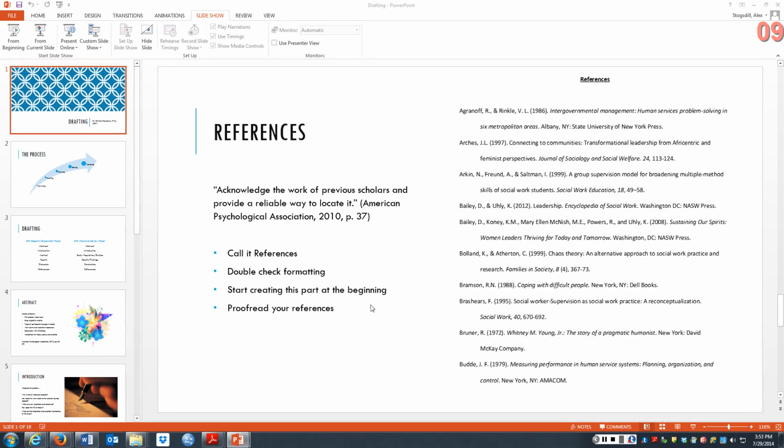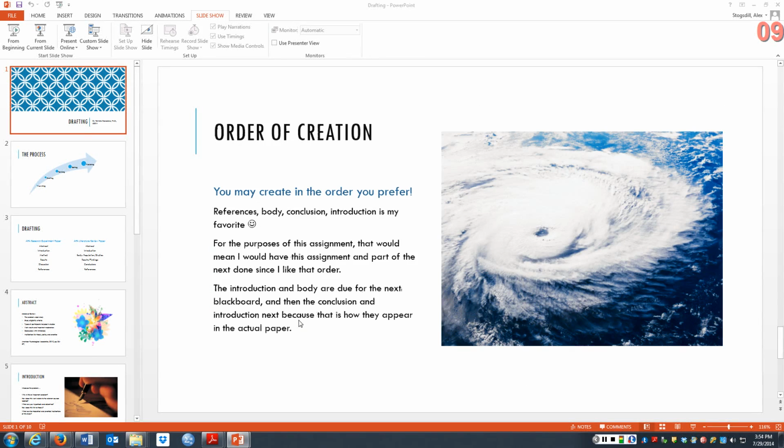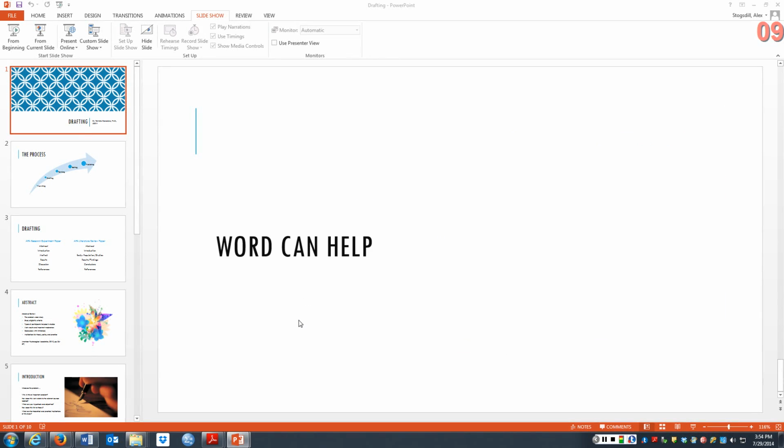Anyway, I would encourage you to start creating the references list, as I mentioned in the last PowerPoint. Now, you start creating that at the very beginning. As soon as you get a reference, you put it in this format. If you're sure you're going to use it, put it in this format and start creating your reference page. Another thing you can do is use Word to do that.